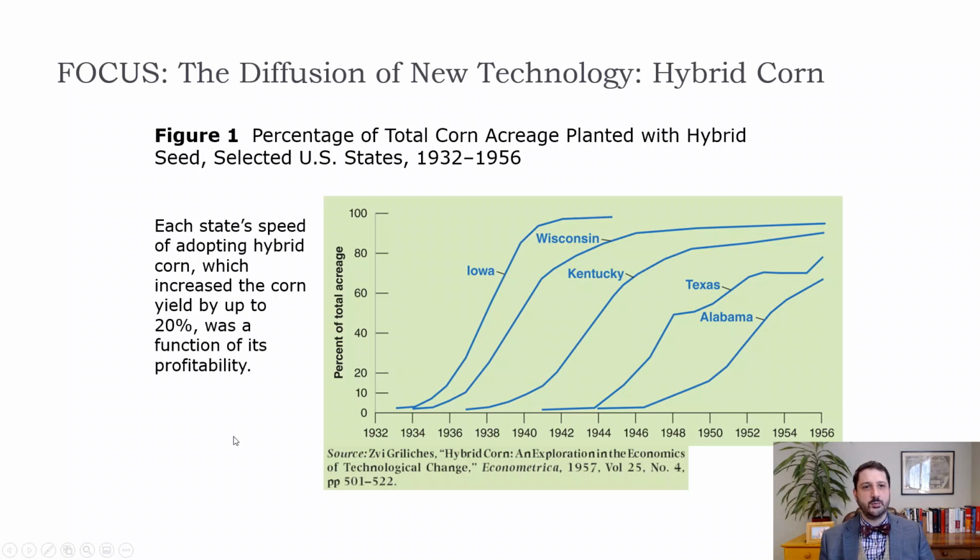So here's an example. This is an example of hybrid corn. This is a type of corn which increased yields by up to 20%. And we can see that it spread throughout the country in the 1930s, 40s, and 50s, starting here in Iowa, basically becoming 100% over the course of 10 years. And then similarly in Wisconsin, Kentucky, Texas, and Alabama.